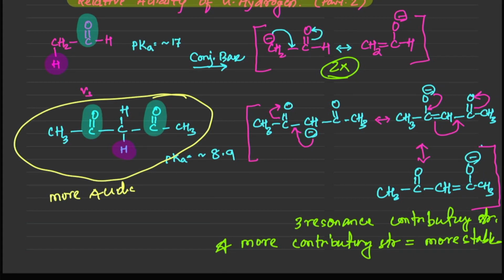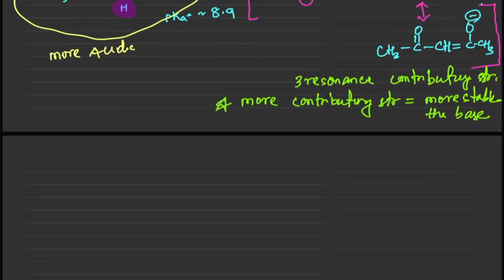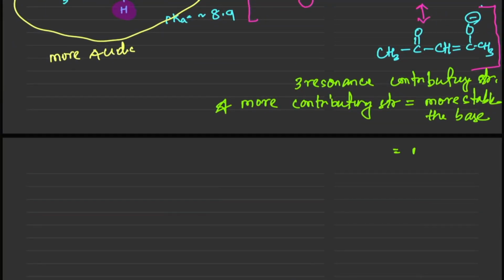The more stable the base, and the more stable the base is, the more acidic the hydrogen will be.